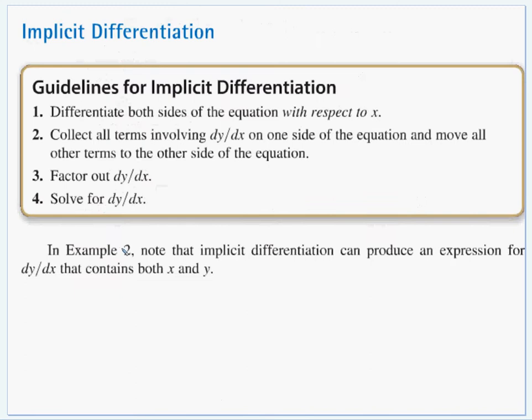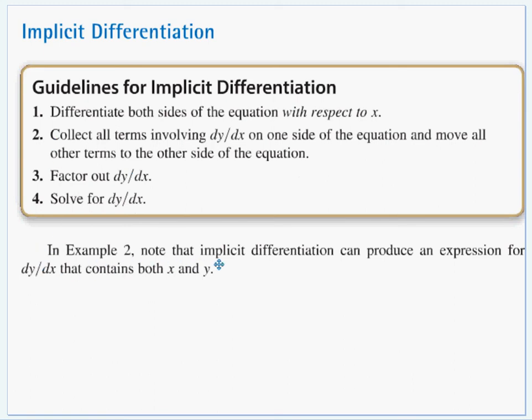All right. Guidelines for using implicit differentiation. 1. Differentiate both sides of the equation with respect to x. Collect all terms involving the dy/dx differential on one side of the equation. Move everything else to the other side. Factor out the dy/dx and then solve and get the dy/dx all by itself. They seem pretty simple, but sometimes you run into some tricky algebra, but we'll get through it.